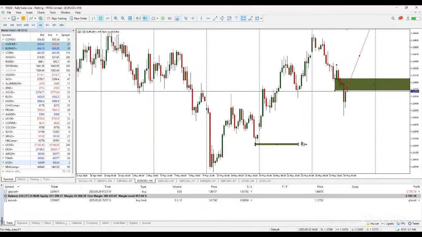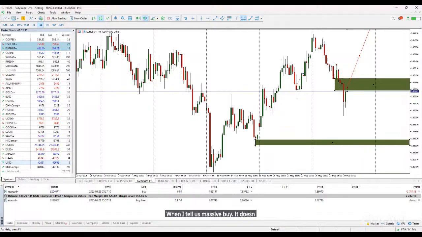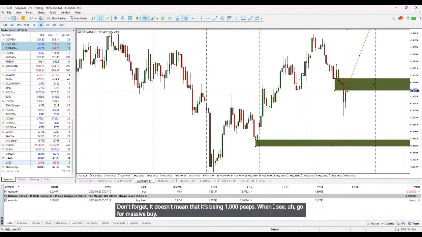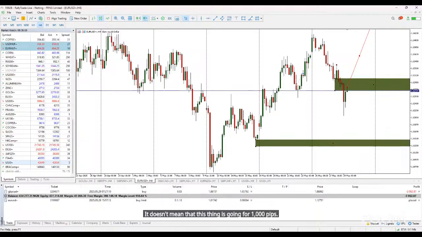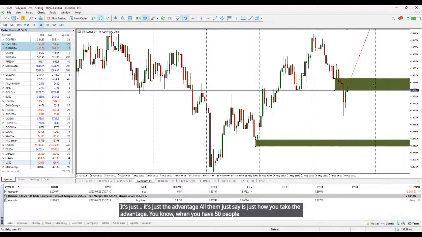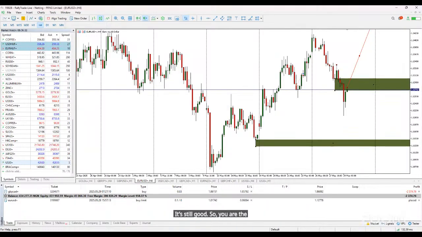When I say massive buy, it doesn't mean that it's going 1,000 pips. Don't forget, 50 pips is a massive buy, 100 pips is a massive buy, 20 pips is a massive buy. It's just how you take the advantage. When you have 50 pips, some people might decide to use 0.01, it's still good. Some might decide to use 1.0, it's still good. Some people might decide to use 10.0, it's still good. So you are the one to decide how you see it.